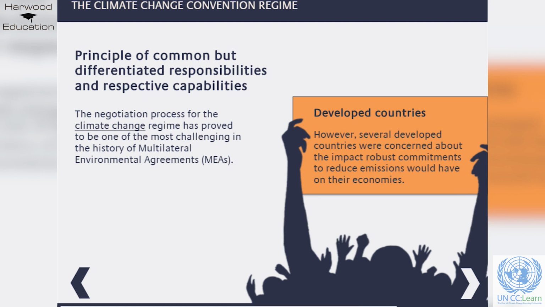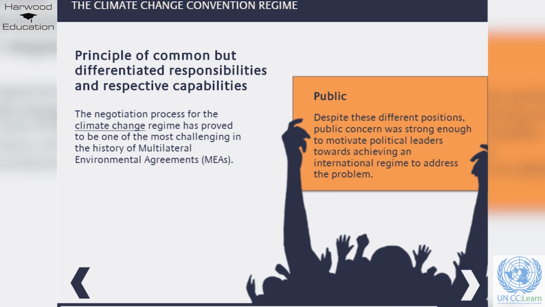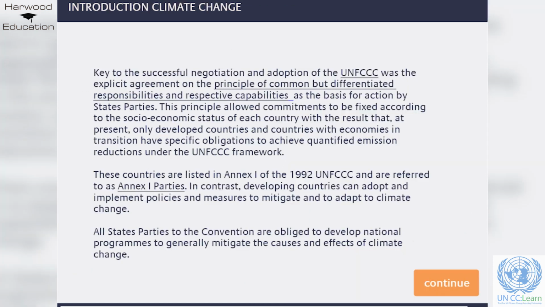Developed countries. However, several developed countries were concerned about the impact robust commitments to reduce emissions would have on their economies. Public. Despite these different positions, public concern was strong enough to motivate political leaders towards achieving an international regime to address the problem. Key to the successful negotiation and adoption of the UNFCCC was the explicit agreement on the principle of common but differentiated responsibilities and respective capabilities as the basis for action by states parties.